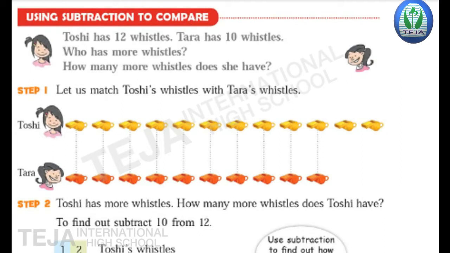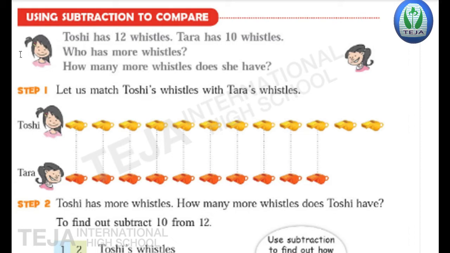Okay children, are you ready? Okay, look at the screen children. Here, using subtraction to compare. Toshi has 12 whistles, Tara has 10 whistles. Who has more whistles? How many more whistles does she have?